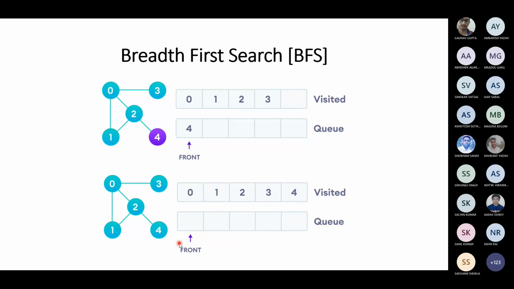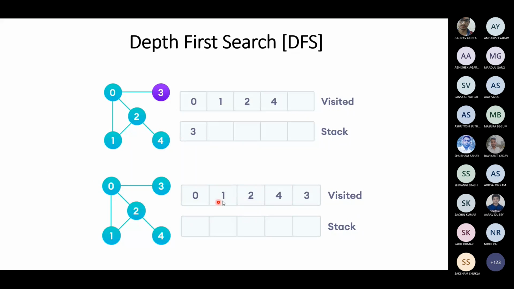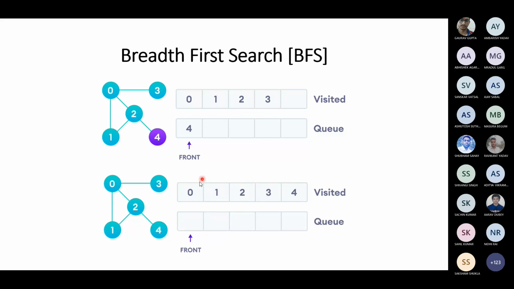So when you are making a breadth first search, the traversal of elements is 0, 1, 2, 3, 4. When you are making a depth first search, the order of traversal is 0, 1, 2, 4, 3. Correct? 0, 1, 2, 4, 3 is not the same as 0, 1, 2, 3, 4. When you are doing a depth first search, you are using a stack. When you are using a breadth first search, your traversal is slightly different.